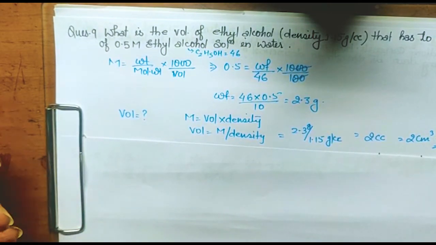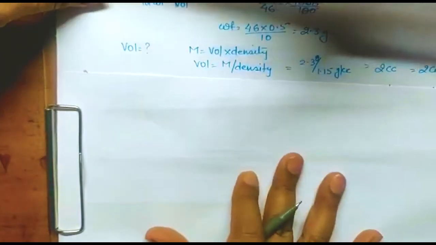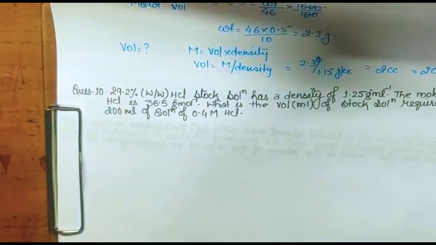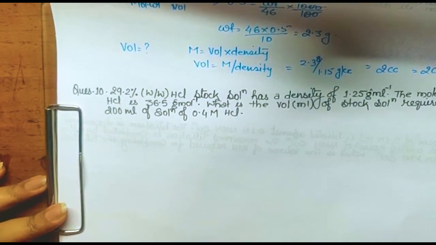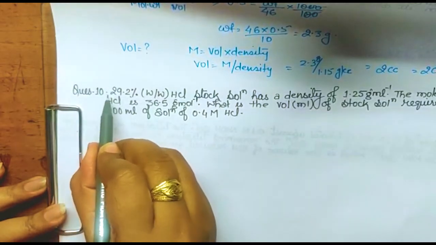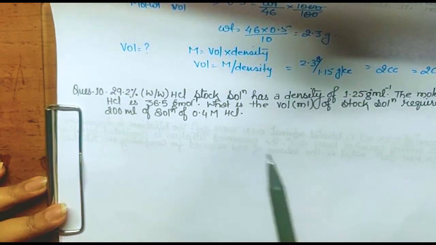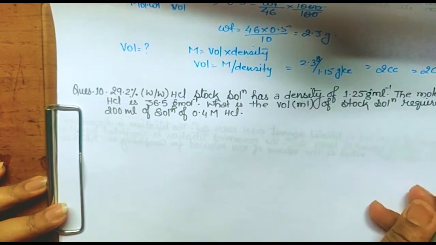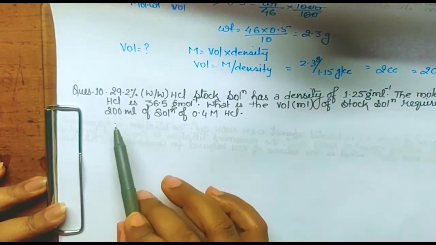Any doubt in this? It's such a simple question, isn't it? Don't you feel so? So next, move towards question number 10. Question number 10 is: 29.2% weight by weight HCl. What does 29.2% weight by weight mean? 29.2 gram of HCl is present in 100 gram of solution. The solution has this density, the molecular mass of HCl is this. What is the volume of stock solution required to prepare 200 ml of this?